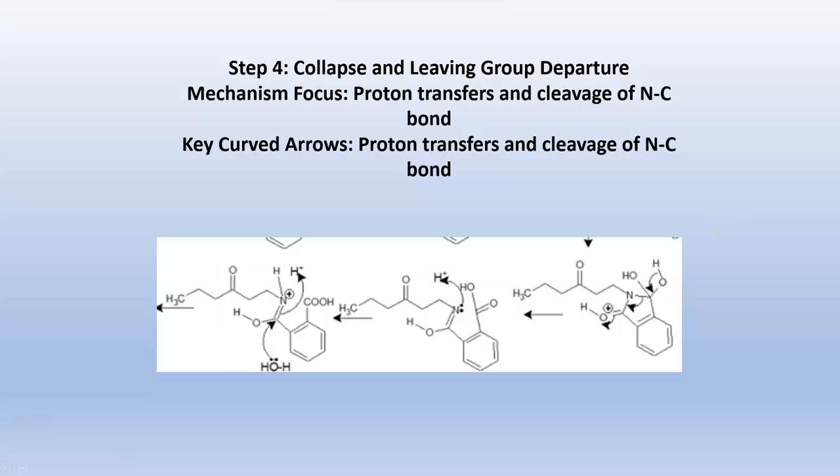The next step in the mechanism is the collapse and leaving group departure. The mechanism focus is going to be on proton transfers and the collapse of the intermediate. What we observe here is proton transfers that help convert the leaving NHPI group into a better leaving species. The nitrogen gets protonated, making it positively charged, while hydroxyl groups shuffle protons to stabilize the system. Then the tetrahedral intermediate collapses again, with electrons from the oxygen restoring the carbonyl and ejecting the protonated NHPI derivative.